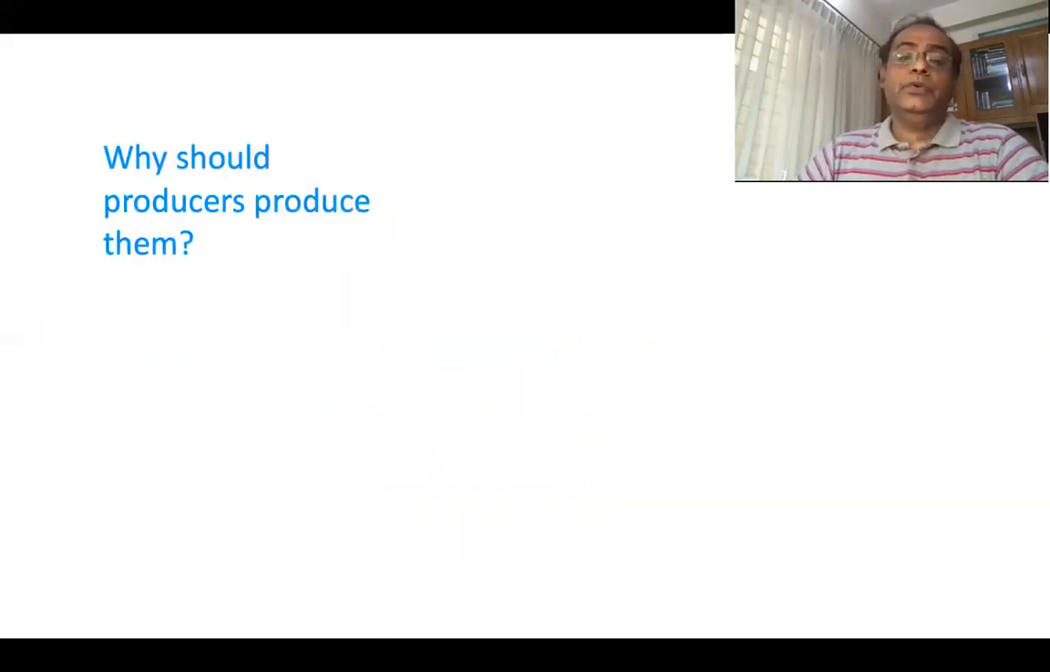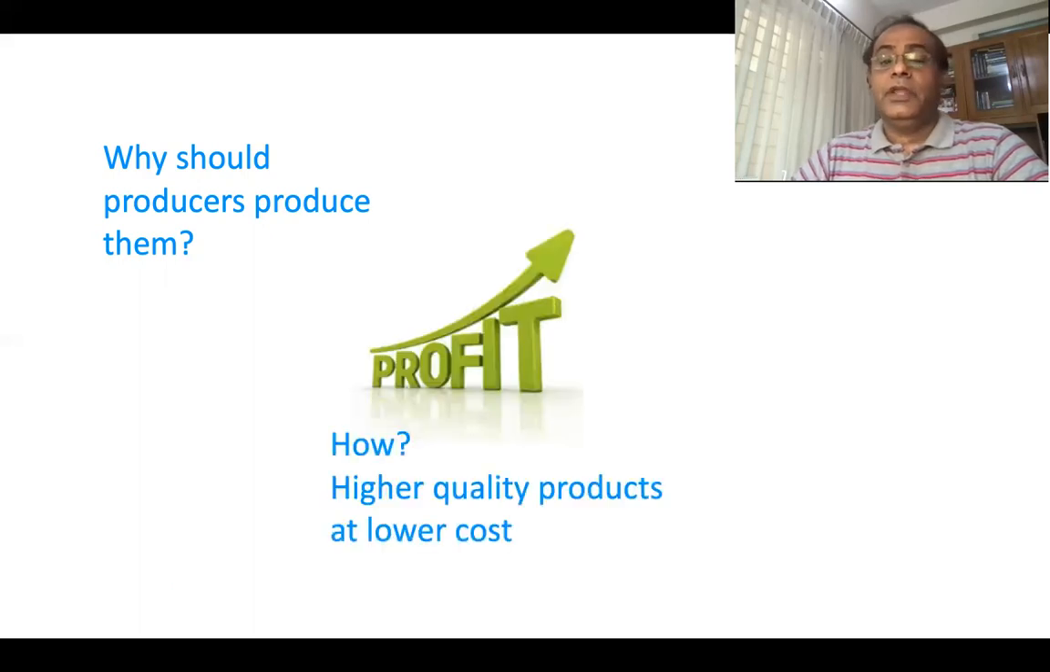And why should producers produce them and make them available for the consumers or buyers to pick? They would like to make profit. And how are they going to make more profit? By offering higher quality products at lower price. So here is a conflicting relationship.